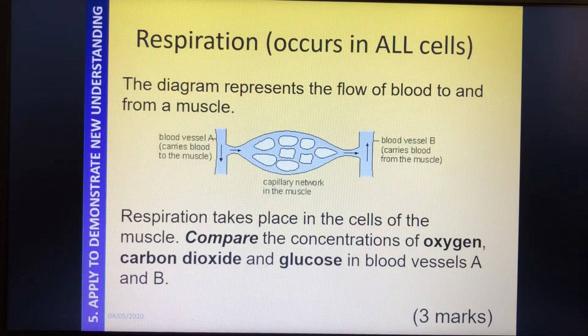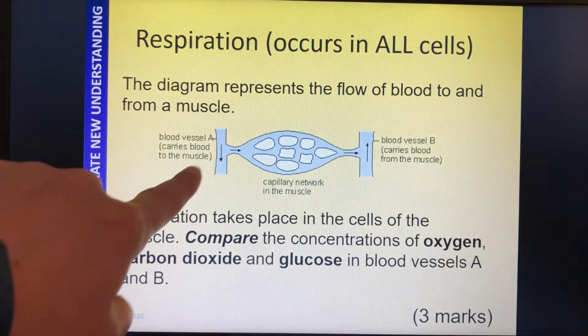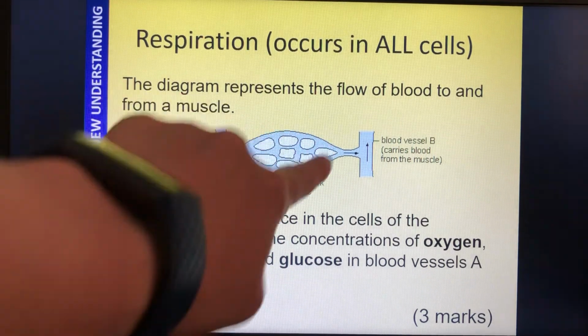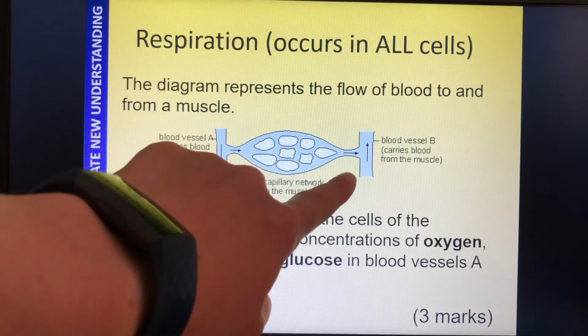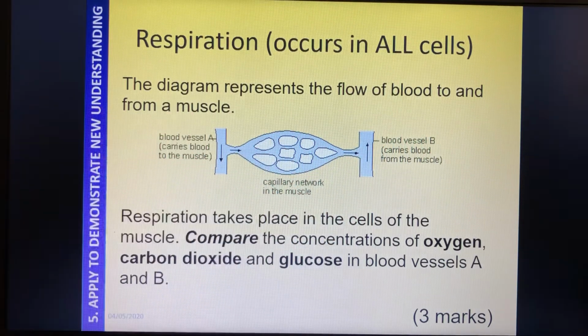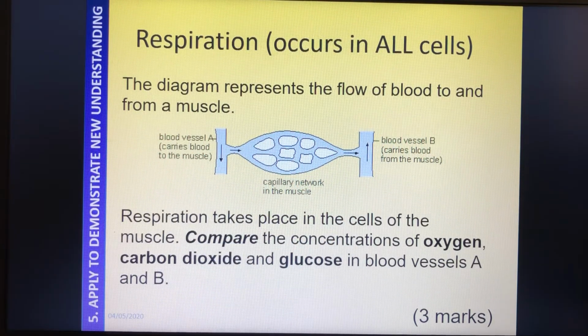Okay, I think this is our last question for the lesson. So, respiration occurs in all cells. The diagram represents the flow of blood to and from a muscle. Okay, so A carries the blood to the muscle. Then we've got capillaries, which are the fine blood vessels across the muscle. And then we've got blood vessel B, which carries the blood from the muscle, okay? And it says respiration takes place in the cells of the muscle. Compare the concentrations of oxygen, carbon dioxide and glucose in blood vessels A and B.